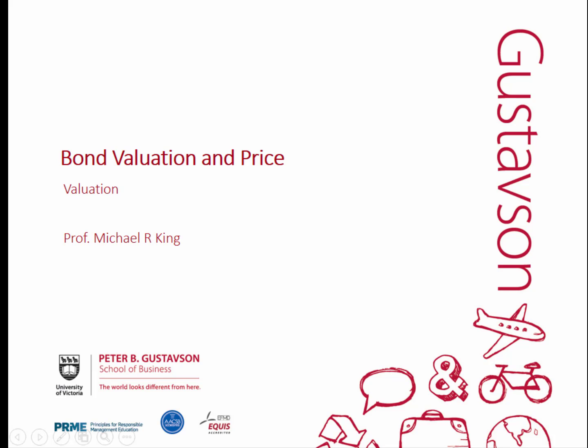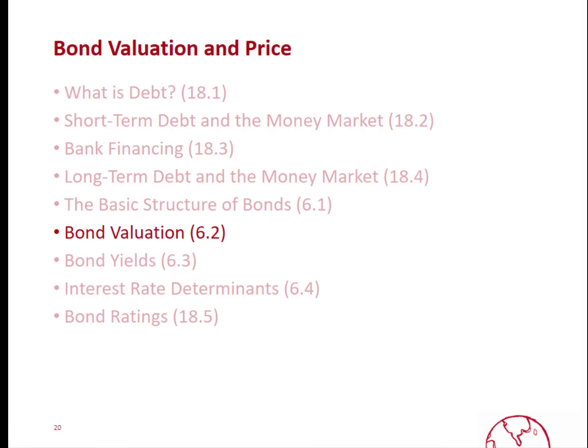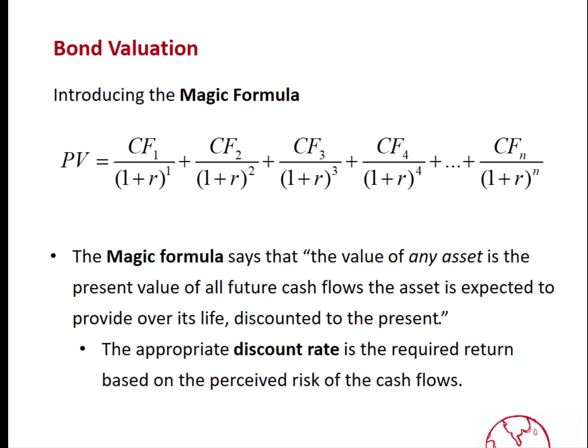Now we're going to look at how to value a bond. This is section 6.2 out of Booth, Cleary, and Rikita. How we're going to value a bond is we're going to use what I call the magic formula. The magic formula is a formula that will allow you to value any asset. As you can see, the value of any asset is going to be the present value of all the cash flows that the asset is expected to generate, discounted to today at some discount rate. And that discount rate is going to reflect the risks inherent in those cash flows.